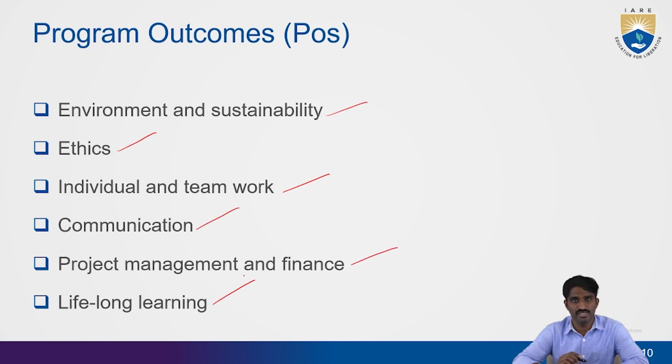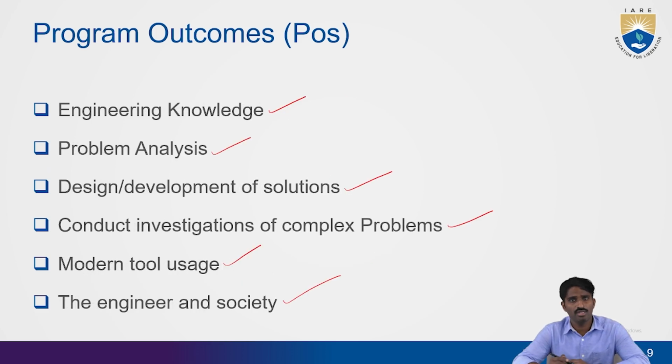Similarly, the seventh is environment and sustainability, then ethics, individual and teamwork, communication, project management and finance, and lifelong learning. Which means we must design the curriculum to address all these program outcomes. We must design some courses which will address environment and sustainability, and a component in the curriculum that addresses individual and teamwork, and also communication, some courses for lifelong learning, and some for project management and finance. But not all courses must address all these program outcomes. Some courses will address some program outcomes, and other courses will address the other program outcomes.